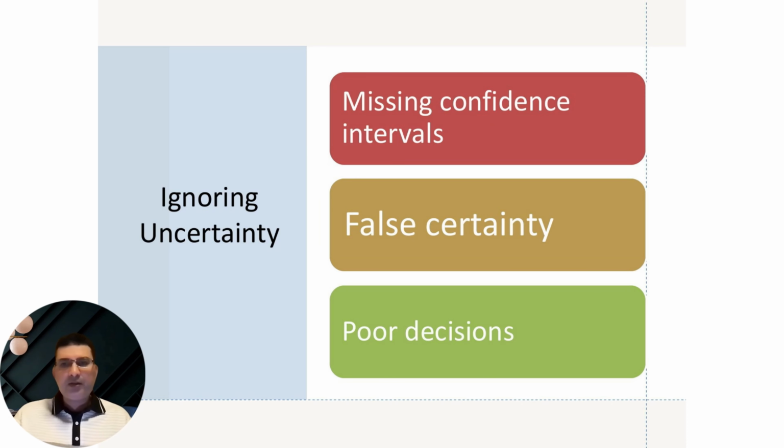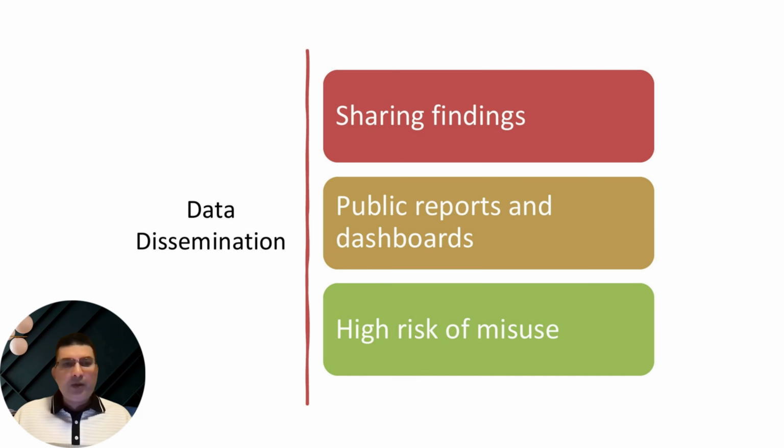Every analysis has uncertainty, but many reports hide it. They give point estimates without confidence intervals, predictions without margins of error, forecasts without risk assessment. This creates false certainty. Ethically, that is dishonest. We must communicate uncertainty.